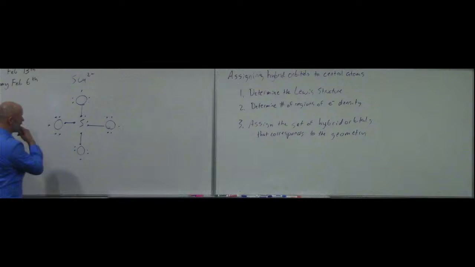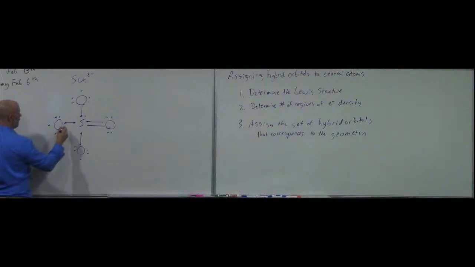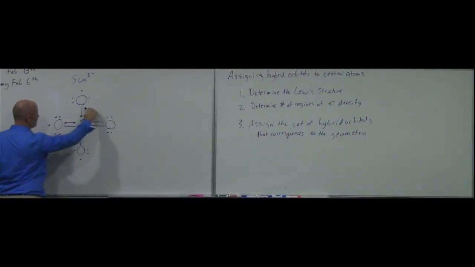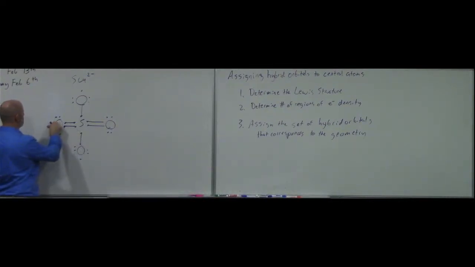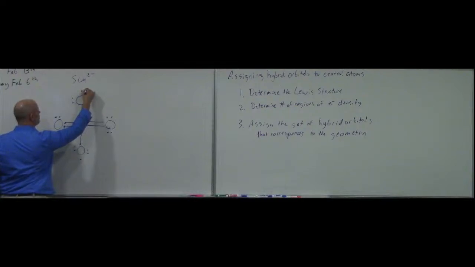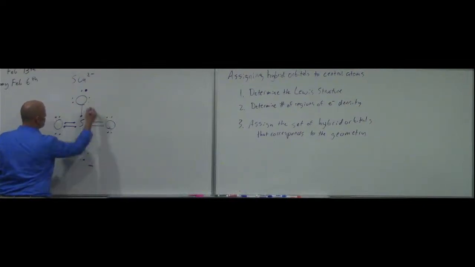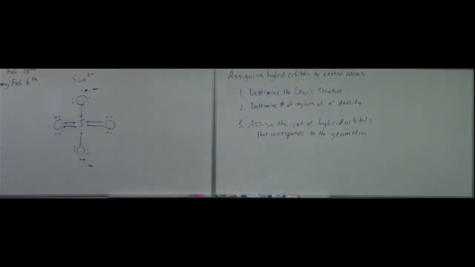So I can take care of this by double bonding this one, right? And by double bonding this one, I need to steal an electron from here to do that. Sulfur is satisfied. These 2 oxygens are satisfied, these 2 are not. But that makes sense, it's -2 because they're each going to pick up 1. So that puts this as a negative region and that as a negative region. So we've determined the Lewis structure.